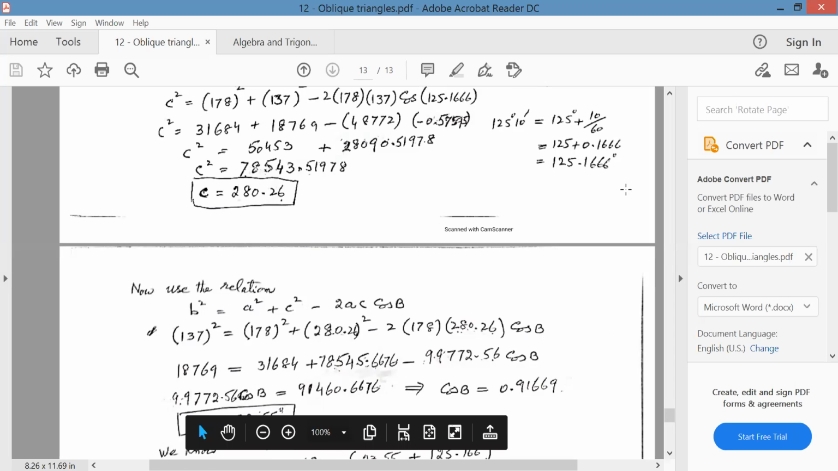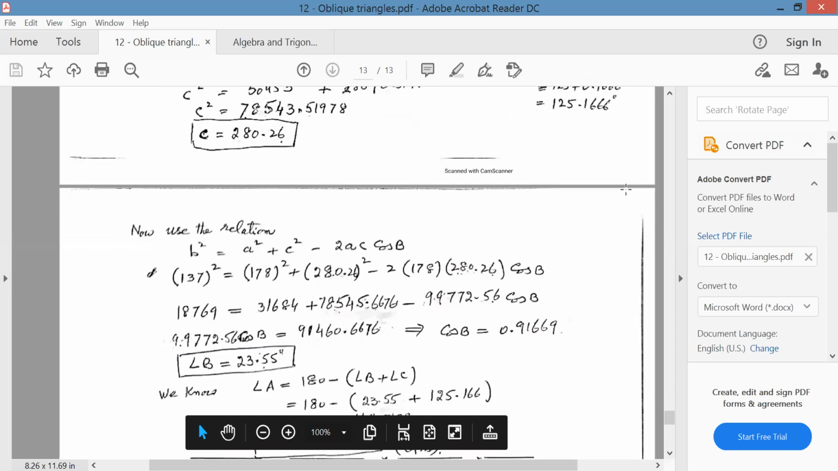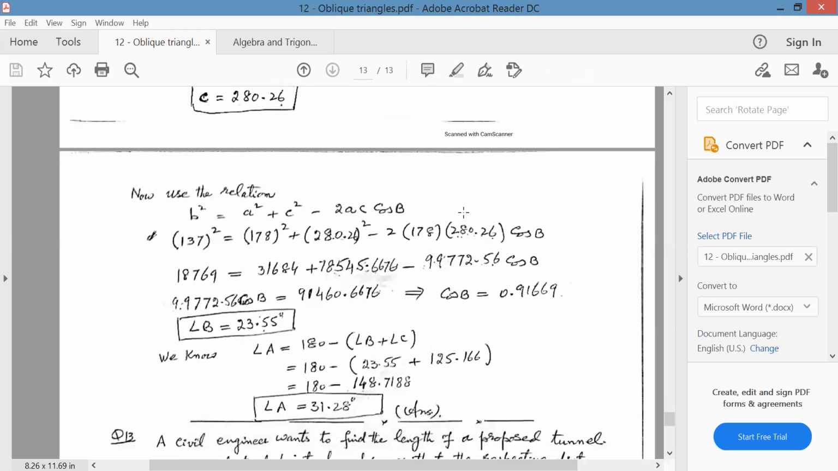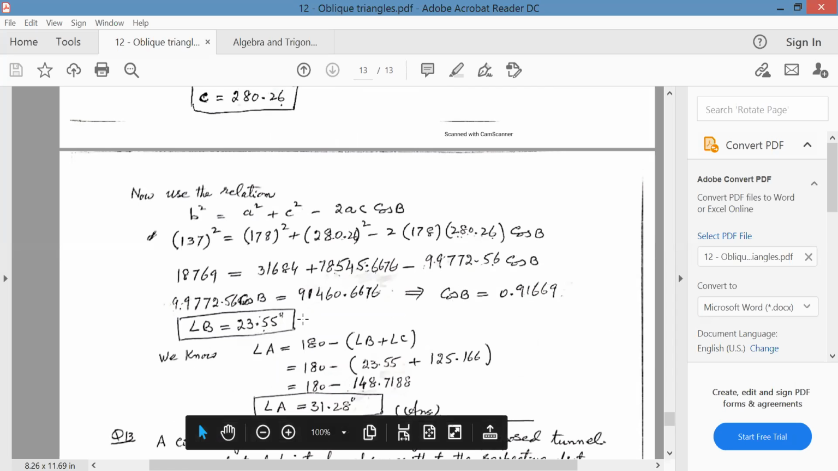After the squares, after the shuffling of the terms, then dividing by the coefficient of cos B, you will be getting the net answer as 0.91669. And in order to find angle B, you have to take cos inverse of this value. Cos inverse of this value is coming to be 23.55 degrees.